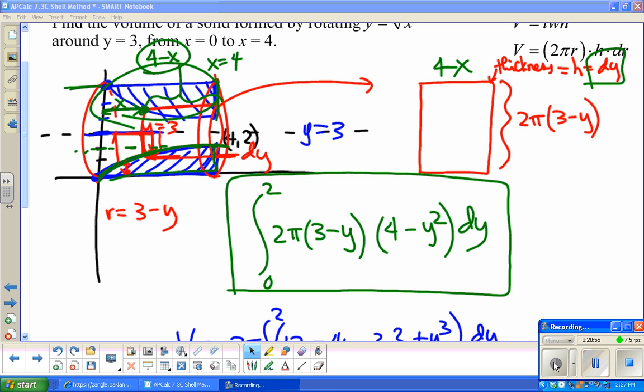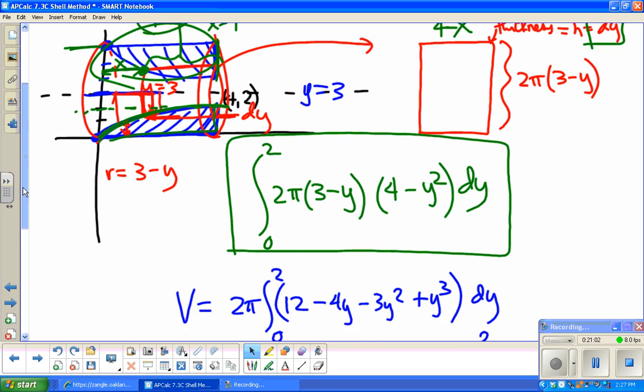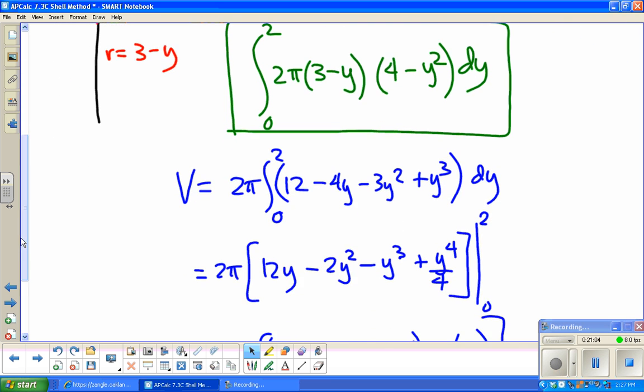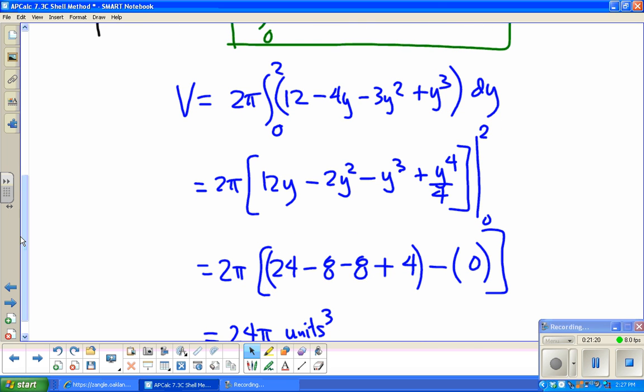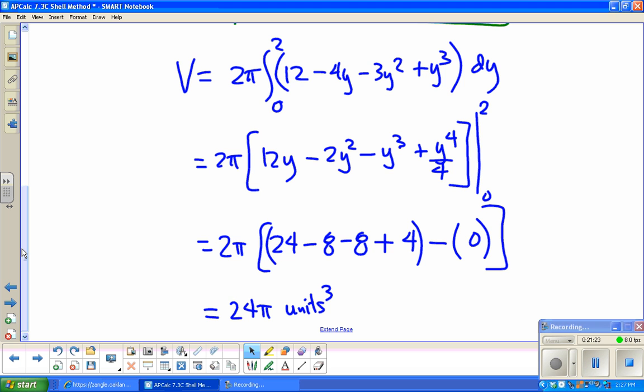All right, well, here's the wrap up for this one. So we already set it up. Again, it's 2 pi r times h times the thickness, which is dy. Pulling the 2 pi out and doing a little bit of foiling, and I'm kind of in backwards order because of that y squared at the end, so it ends up being y cubed at the end when it's y times y. Doing an antiderivative then, and then substituting, we end up with 24 pi cubic units. I didn't actually finish this problem last time, so I don't have an answer to compare it to.